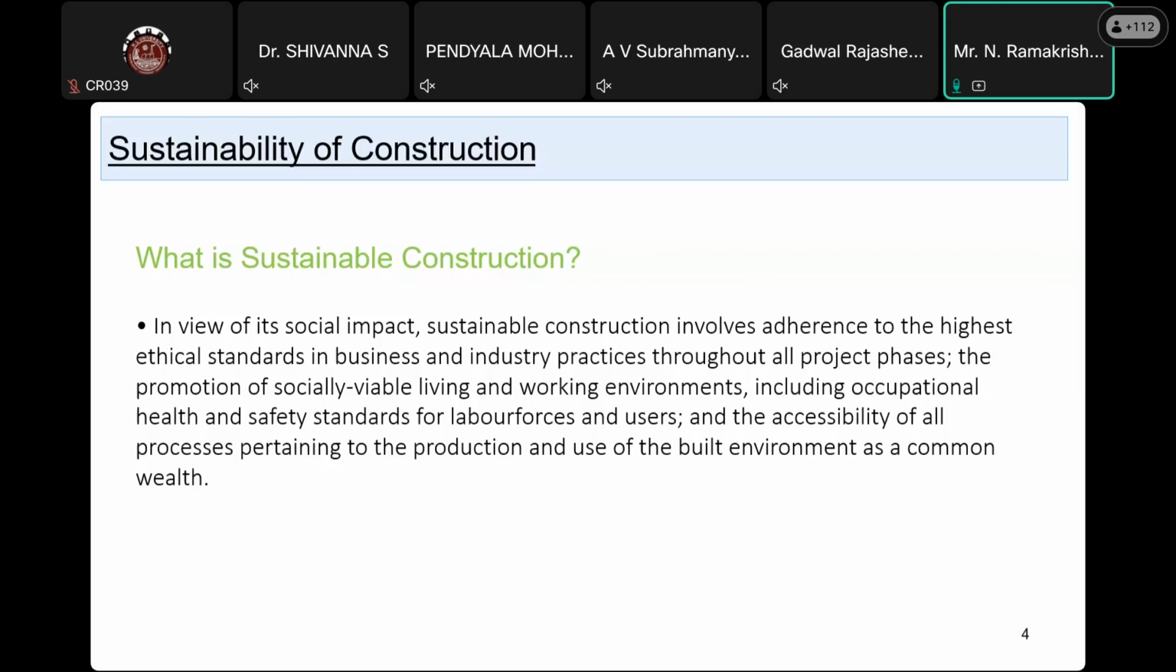If we talk about the social impact of sustainable construction, we talk about health, standards, and ethics to be followed. As I told you, it is a combination of social, economic, as well as industry aspects.